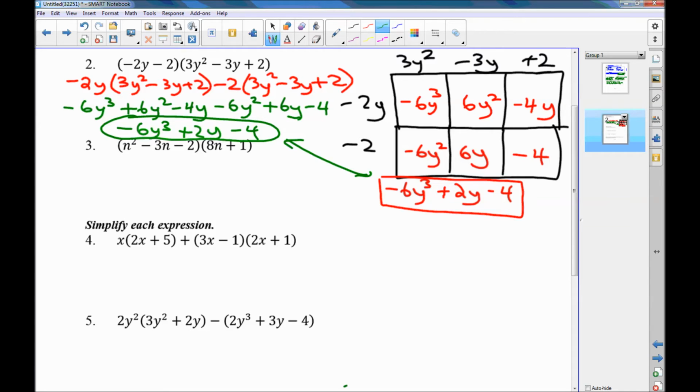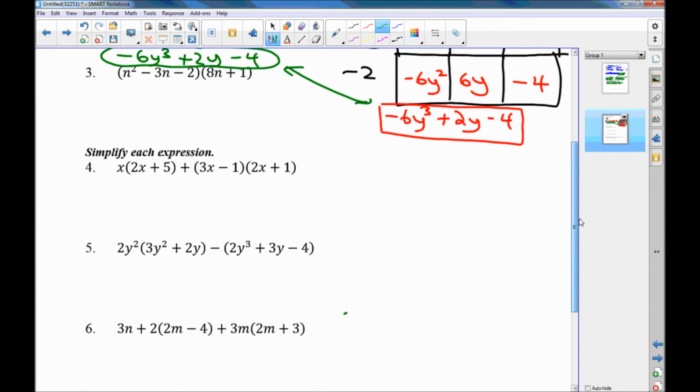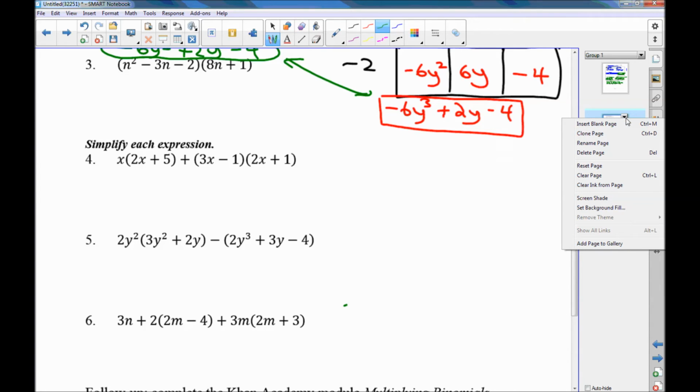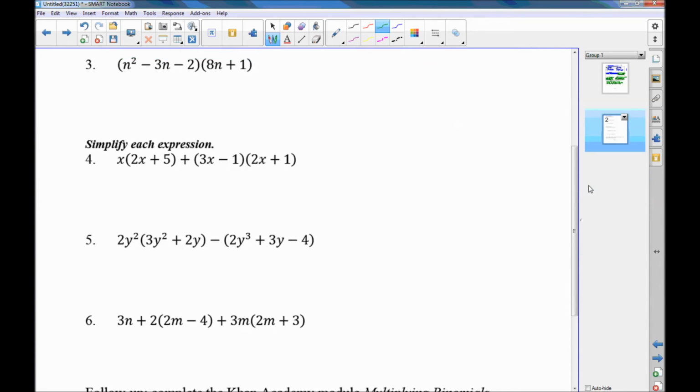Okay. Number 3. In this case, we're doing a trinomial times a binomial. But we know it doesn't matter. We can change the order of two things multiplied together, so we can make a binomial times a trinomial. I'm going to do the box method first.